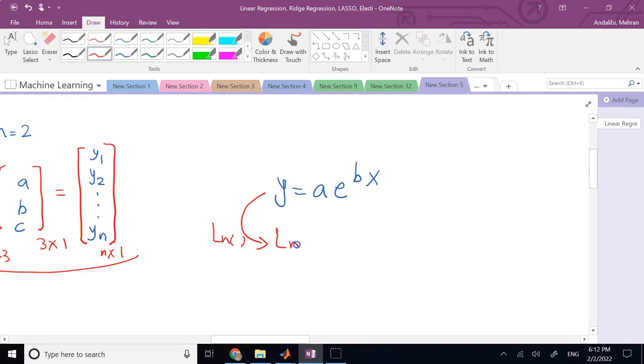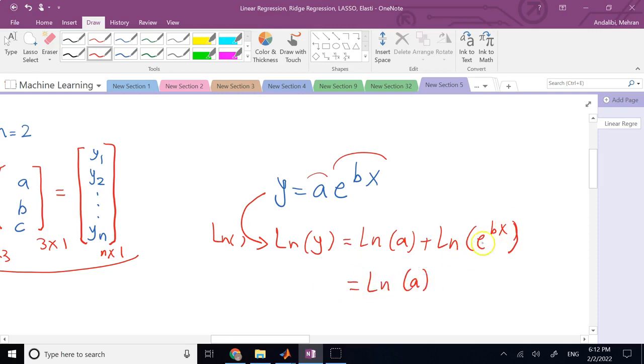So it's going to become natural log y is what? This is going to be natural log of two terms multiplied, and you know it's going to be natural log of the first one plus natural log of the second one. This is going to stay natural log of a, and this one, natural log of e to the bx, is simply going to be b times x.